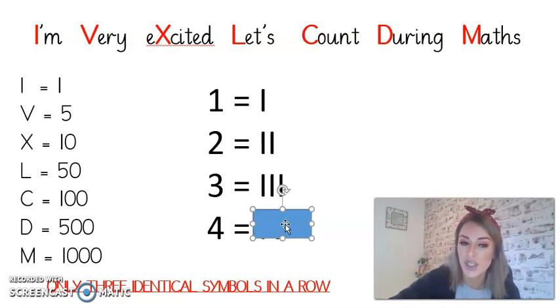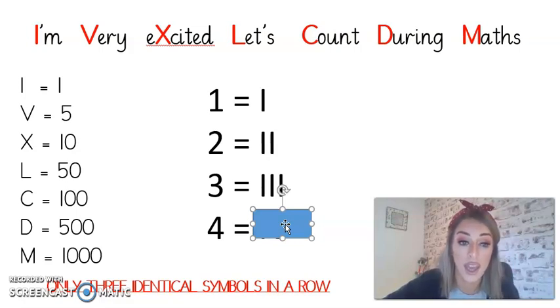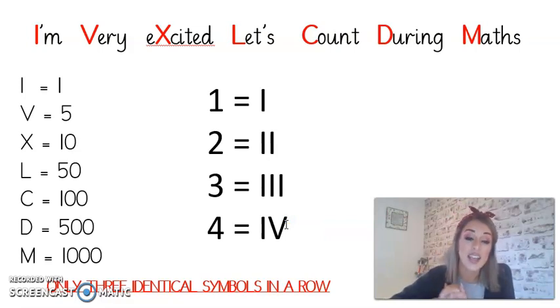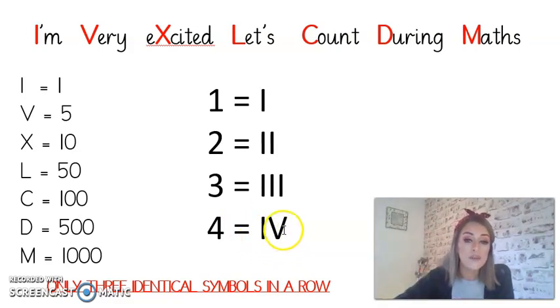I'm going to give you a clue, see if you can guess the answer. 4 is 1 before 5. Okay. Absolutely, the answer is IV. So the V stands for 5 and the I is 1, as we know. And you can see here that the I is before the V because 4 is 1 before 5. So if we were counting between 4 and 5, 4 is 1 number before 5.